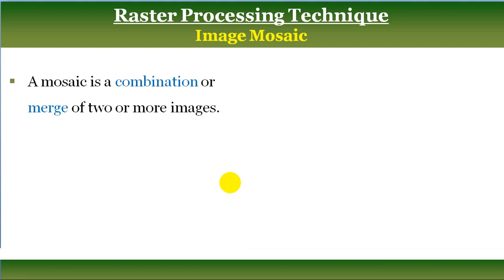Then we can also perform image mosaicing. This is also one type of raster processing, which is a combination or merging of two or more images. Two or more images can be combined, can be merged, and create a single image, just the opposite of subset.